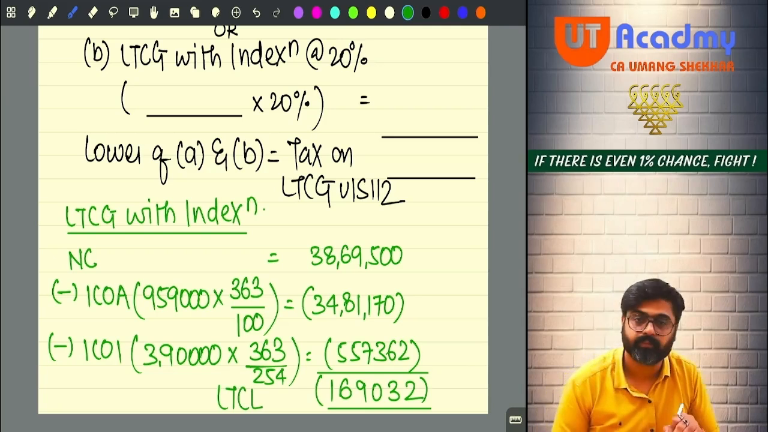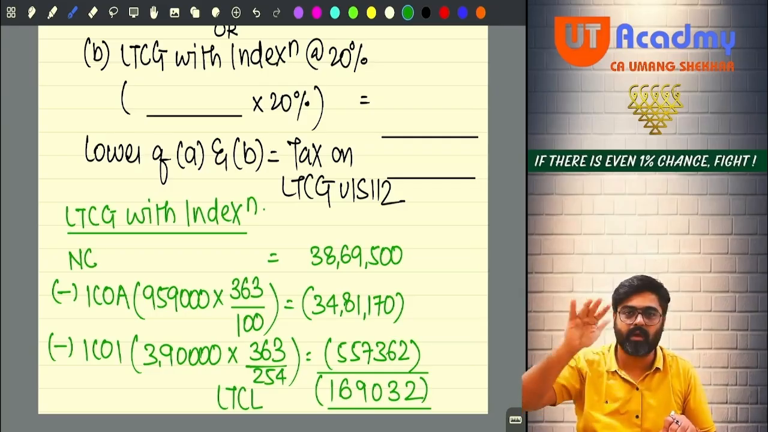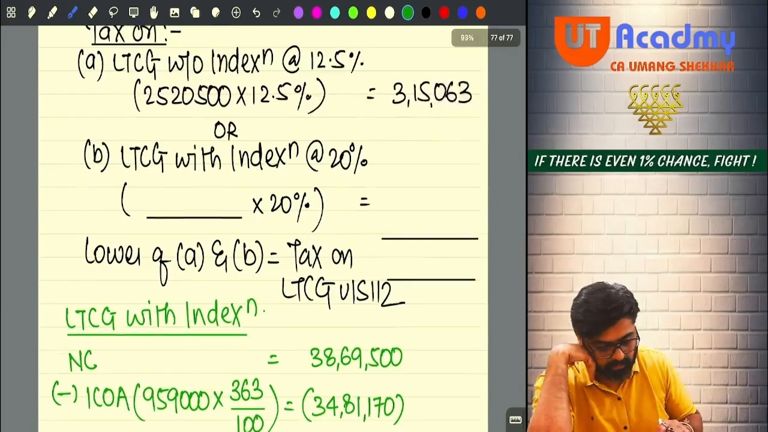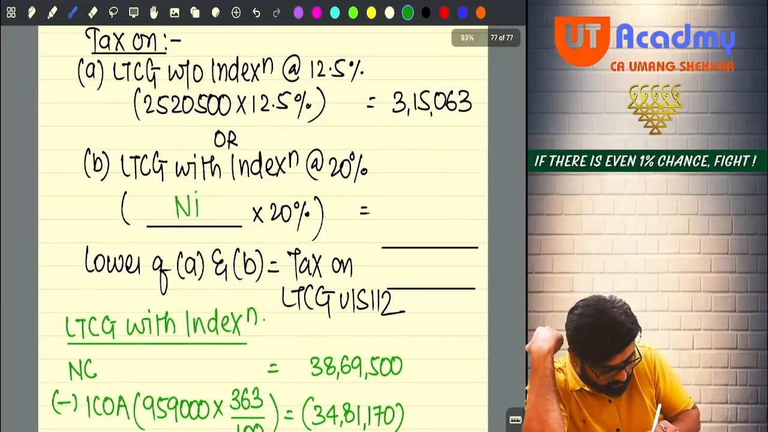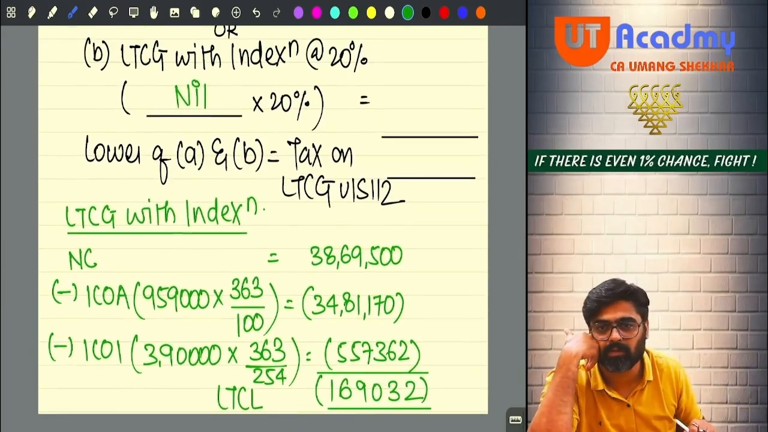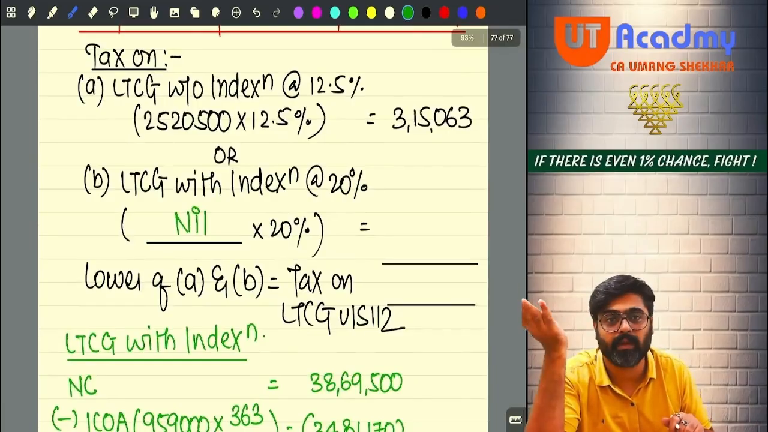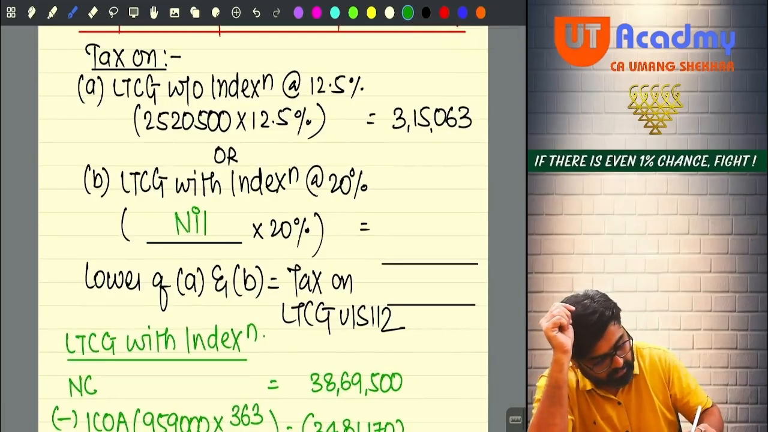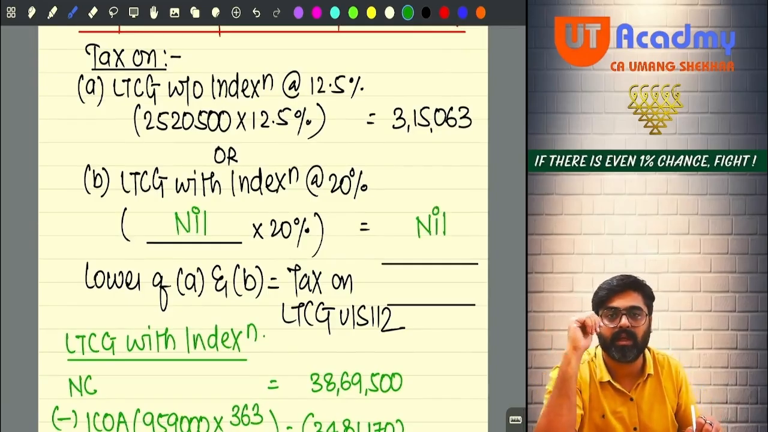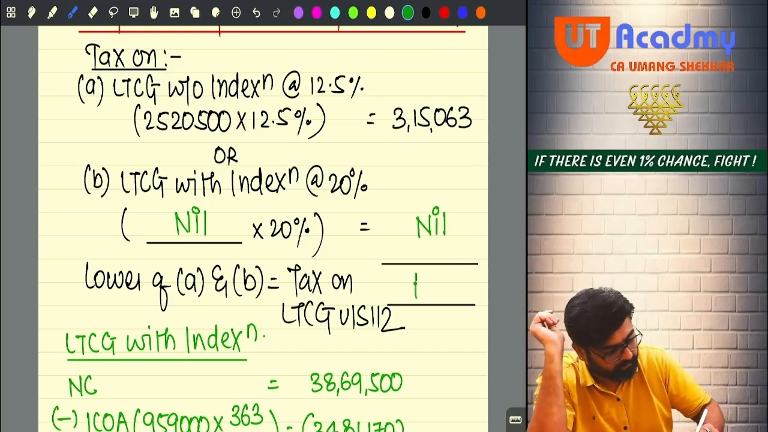Long-term capital loss, if I index. If I index, I would not have got any long-term gain. So my long-term gain would have been how much? Nil. Rather, I would have a loss. Yes or no? Then what would have been my long-term gain? Nil. On that, 20% would have been nil. Now tell me, which is the most beneficial thing to do? Pay tax 3,15,000 or pay tax 0? Pay tax 0 only. Yes or no?